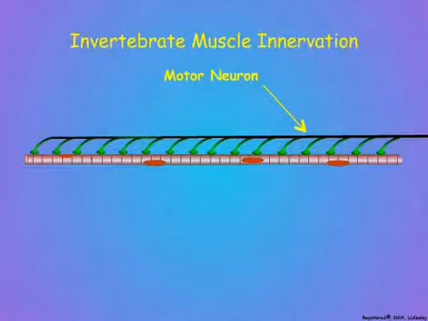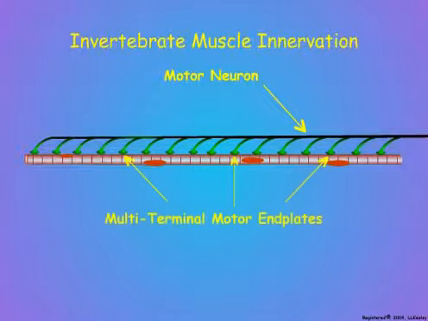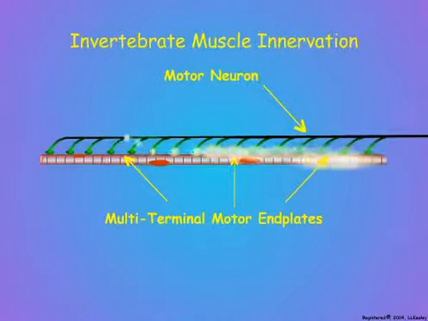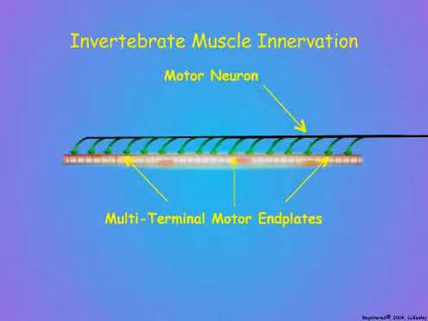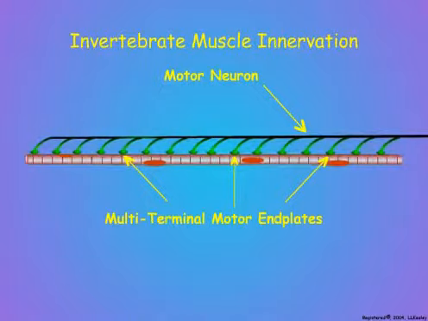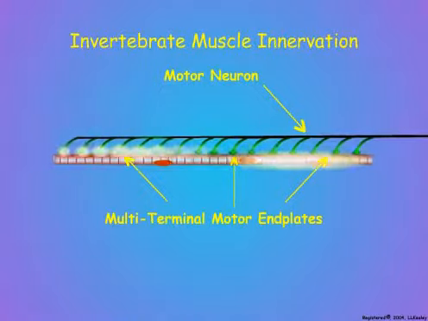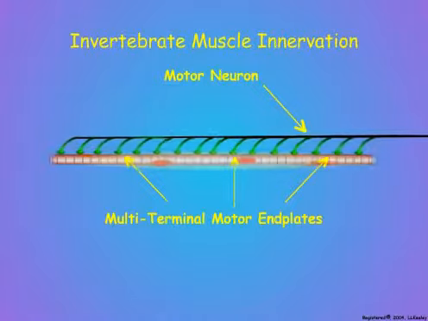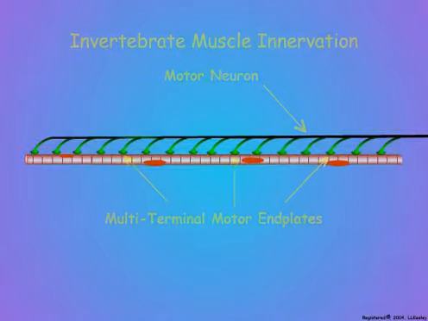Invertebrate animals may have 1, 2, or 3 motor neurons that control the contraction of a single muscle fiber, and each motor neuron has multiple end plate junctions spread over the fiber surface. The nerve signal from a motor neuron does not generate an action potential in an invertebrate muscle fiber, but rather depolarizes the entire surface of the fiber to produce contraction.